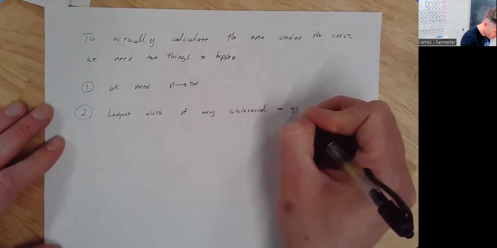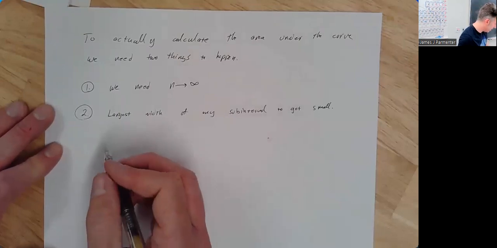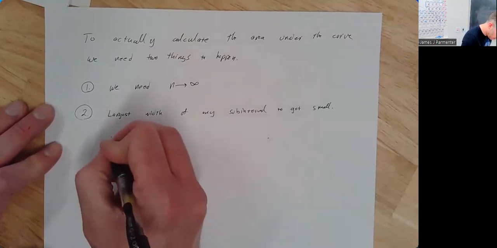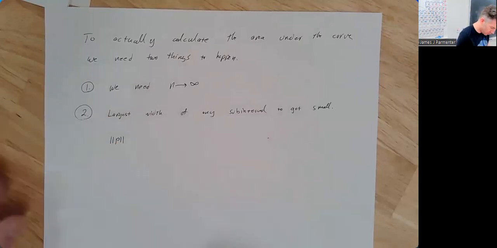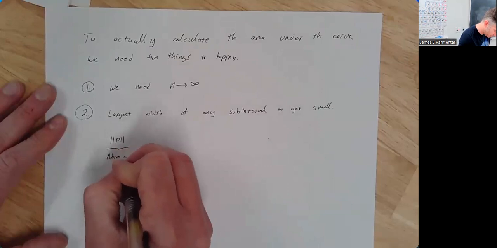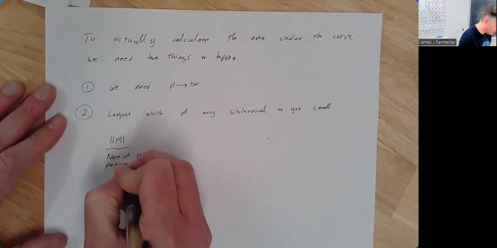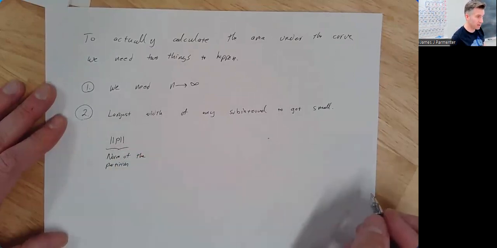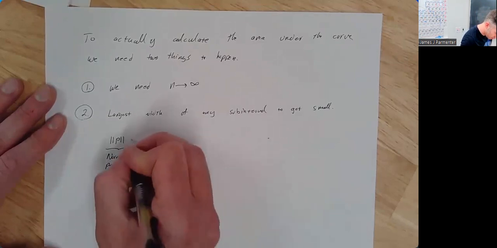to get small. Or more accurately stated, the norm of the partition. This is called the norm of the partition, and it really just means the width of your widest rectangle. The norm of the partition has to go to 0.